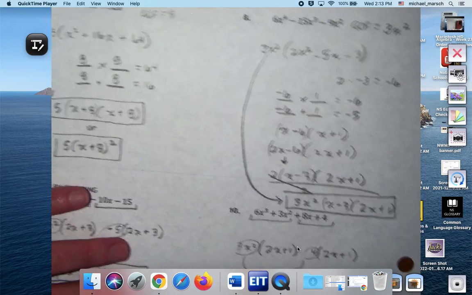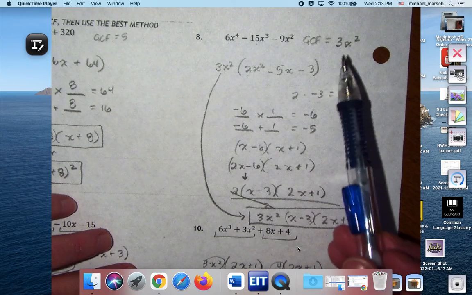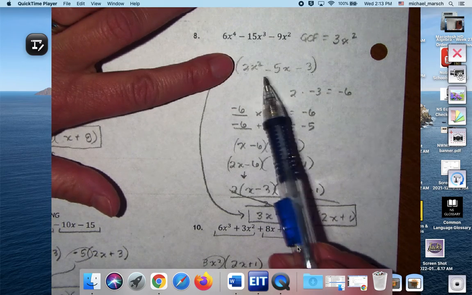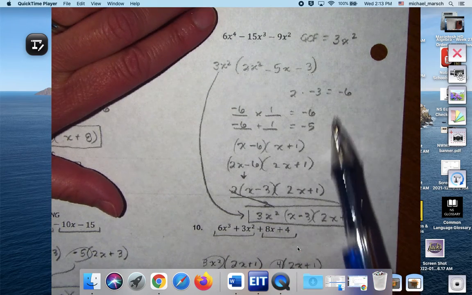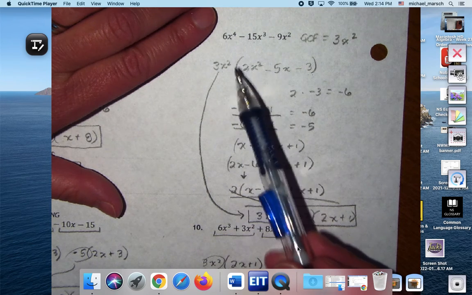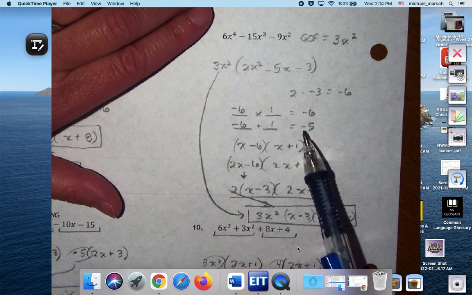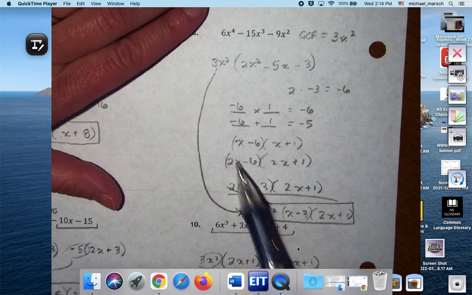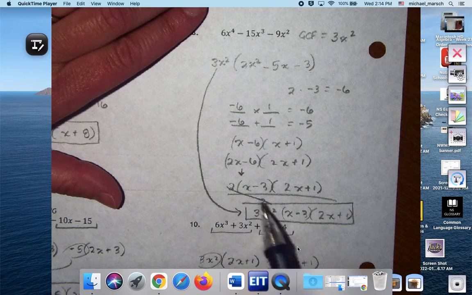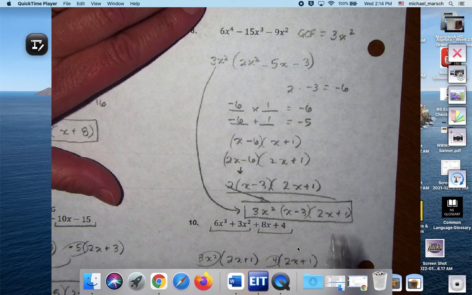Number 8, 3x squared was my greatest common factor. And then I end up with 2x squared minus 5x minus 3. So I have to do the AC method because I have a value here for A. What times what equals negative 6, and then adds up to negative 5. Put the 2 in there. Factor the 2 out. Divide, and then you don't forget to bring down your greatest common factor for your final answer.